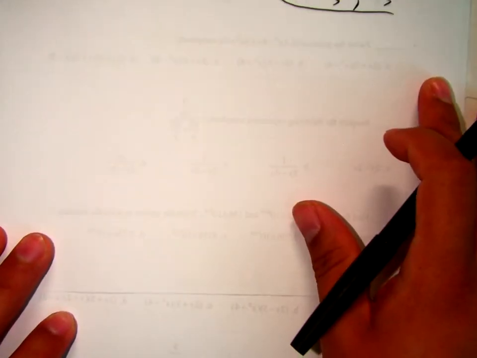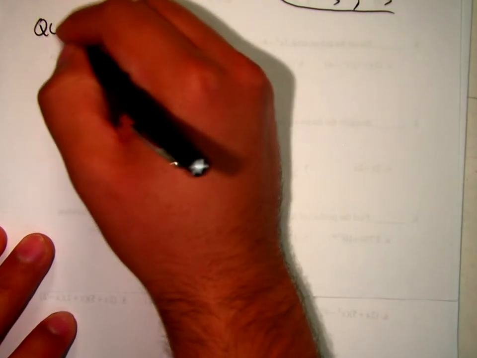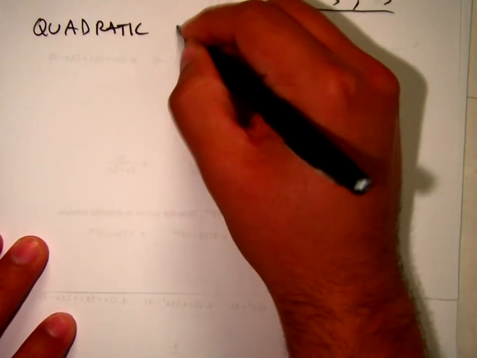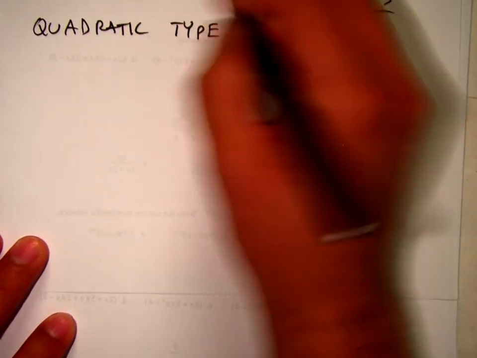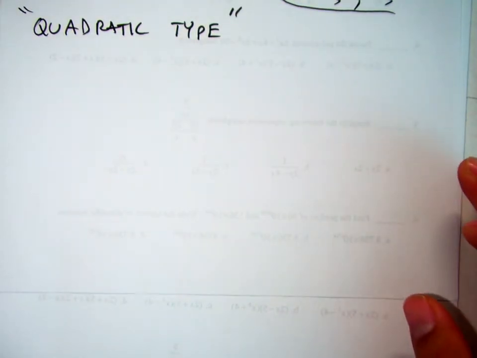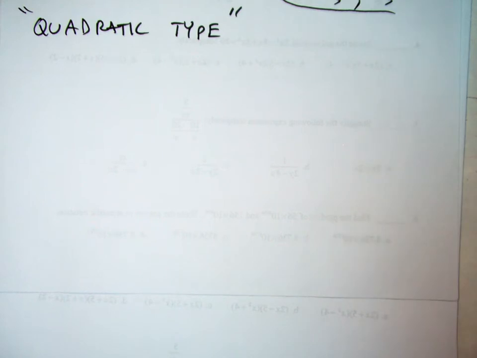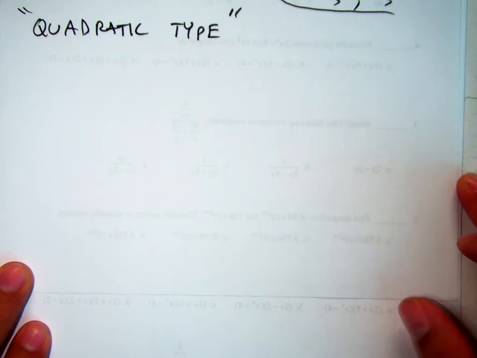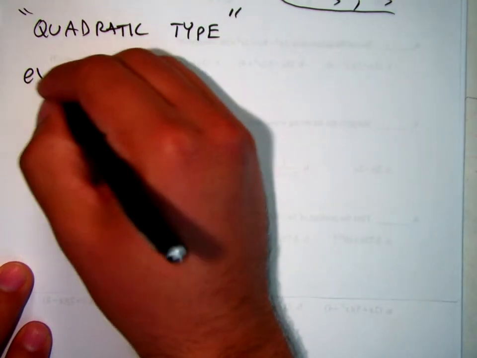Now that we've done the quadratic formula, we're going to talk about some equations that are not quadratic, but I like to call them quadratic type, because they can be treated like a quadratic equation. And once you see the way in, it's pretty much solved the same way. Okay, so for example, we'll start off with an easier one.